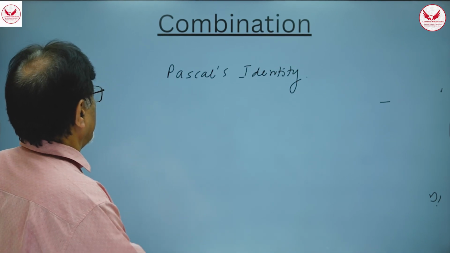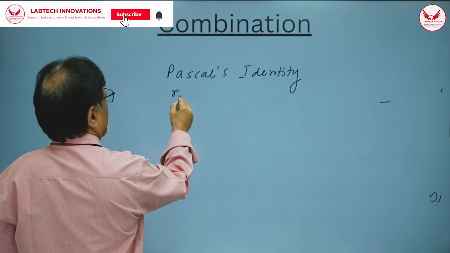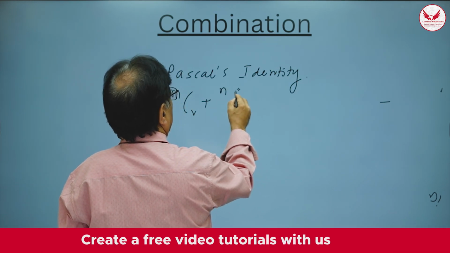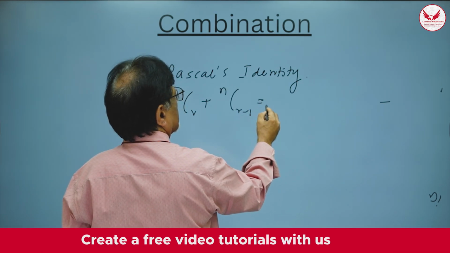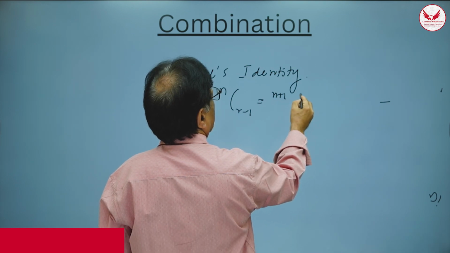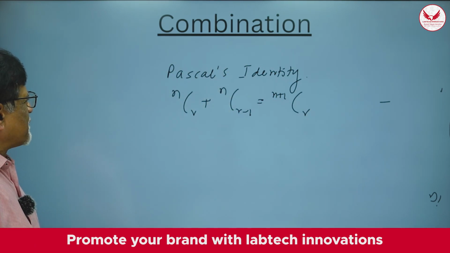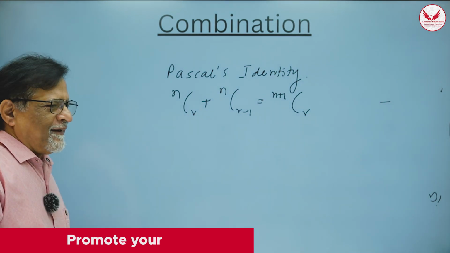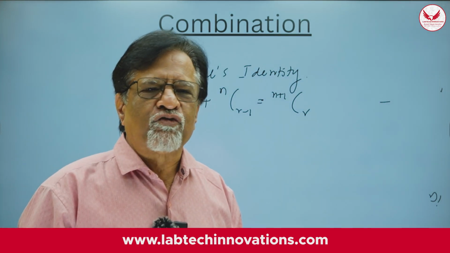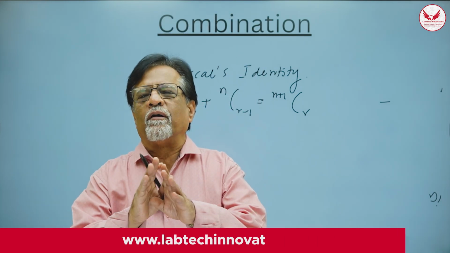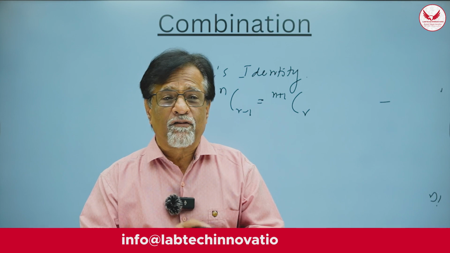Pascal's identity is very interesting. It says that nCr plus nC(r-1) is equal to (n+1)Cr. Now, very interesting. Actually, if you look at it, it's quite obvious. Most of these identities in permutation and combination are nothing but common sense. Okay? How is it common sense?